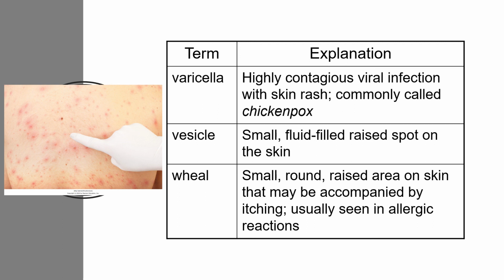Varicella, as you see here on the left, is a highly contagious viral infection that causes a skin rash. This is commonly called chickenpox. And you'll notice I talked about a different virus earlier called herpes zoster that leads to shingles. So that same virus causes varicella or chickenpox, usually in childhood, and then the second round leads to shingles, which is why it's a really good idea to get vaccinated against chickenpox, because if you never get chickenpox, you're never going to get shingles. The next one is vesicle.